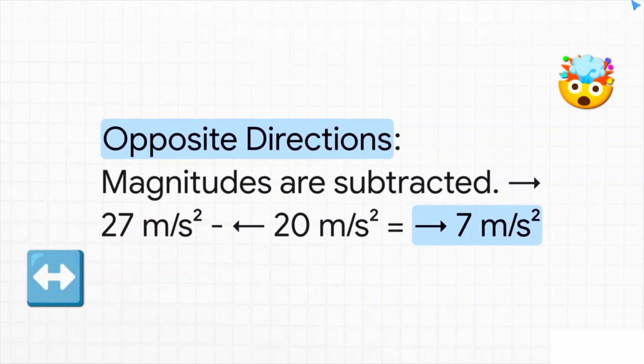But what if they're pulling in opposite directions? Well, now you've got a tug of war. An acceleration of 27 units to the right is fighting against 20 units to the left. You subtract the smaller one from the bigger one, and the result is a much smaller acceleration of just 7, and it's in the direction of the stronger force. See, direction is literally everything here.